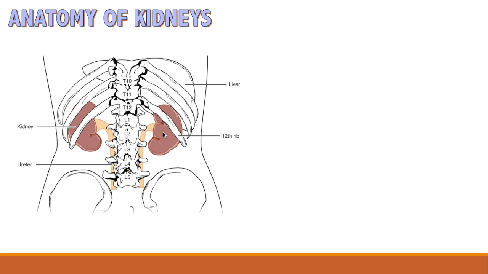They are partially protected by the 11th and 12th pairs of ribs, and the right kidney is a bit lower than the left since the liver occupies a big space. A typical adult kidney is 10 to 12 cm or 5 inches long. It is also 5 to 7 cm or 2 to 3 inches wide and 3 cm or 1 inch thick, about the size of a bar of bath soap, and has a mass of 135 to 150 grams.